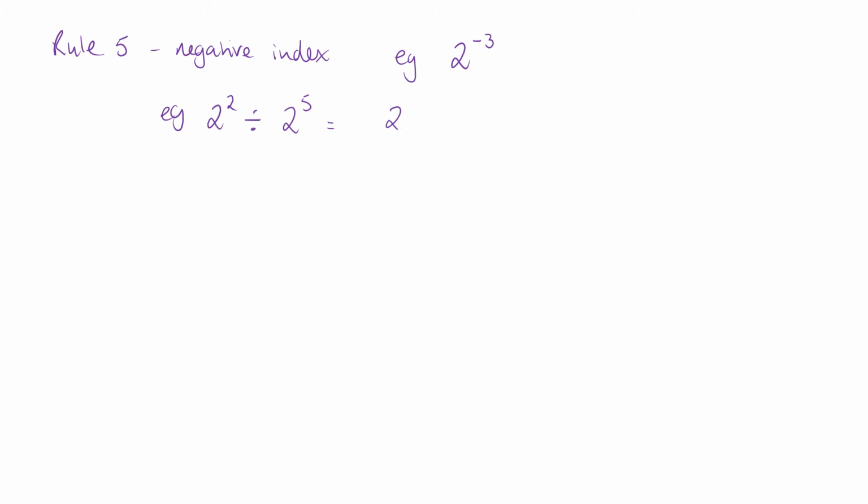So this is going to be 2 squared, which is 2 times by itself twice, and we are dividing by 2 to the power 5, 5 2's in the denominator.